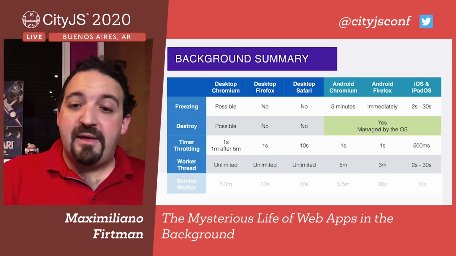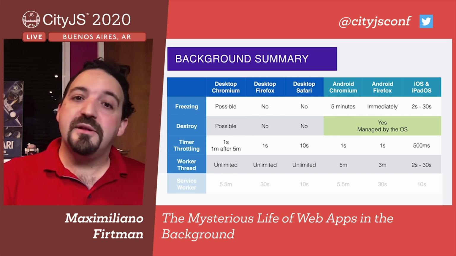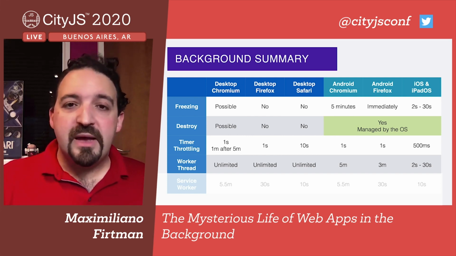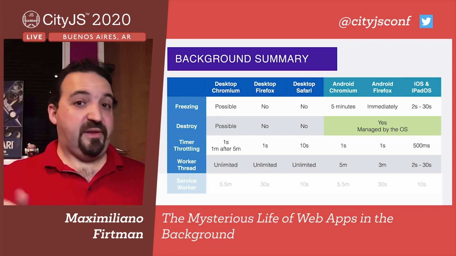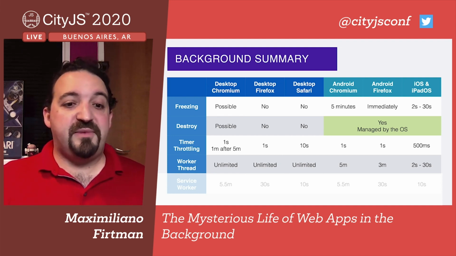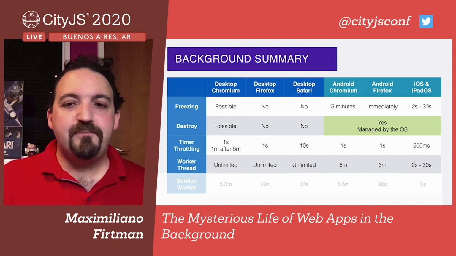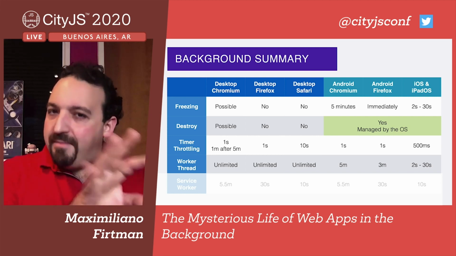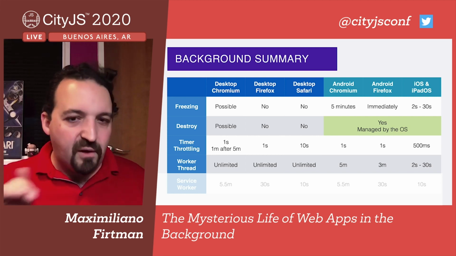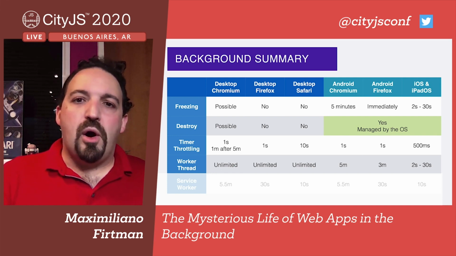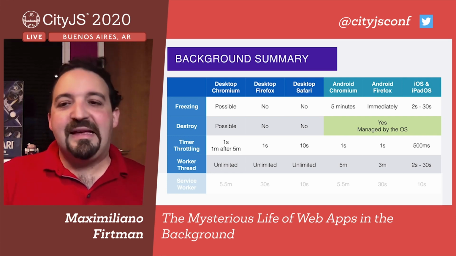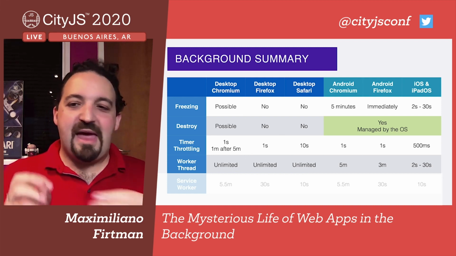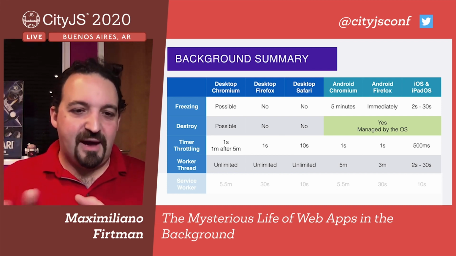Regarding the worker thread, actually they have more power. So if you create a web worker in JavaScript, they will have more power compared with the standard timers. So on desktop, they have unlimited power in the background. Again, there might be some exceptions to that, but by default, it's unlimited. On Android Chromium, it's 5 minutes. On Android Firefox, it's 3 minutes. And on iOS and iPadOS, it's the same 2 seconds to 30 seconds, right?